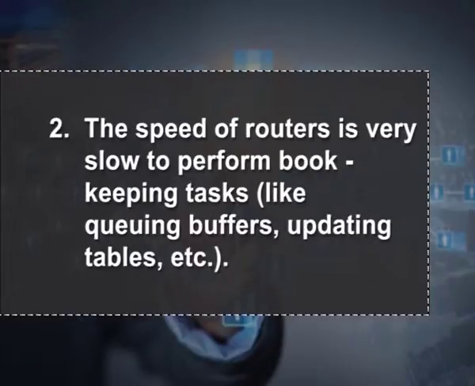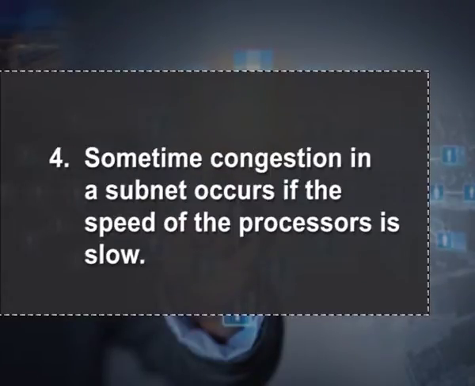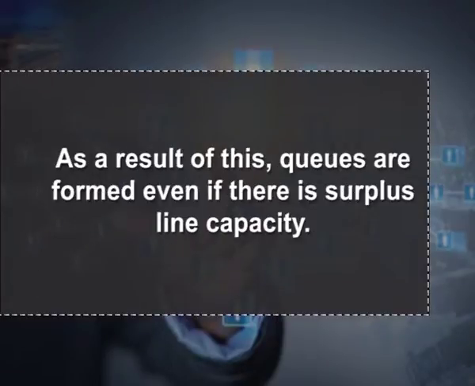The speed of routers is very slow to perform bookkeeping tasks like queuing buffers, updating tables, etc. The router's buffer is very limited. Sometimes congestion in a subnet occurs if the speed of the processor is slow. This is because the slow speed CPU at the router side will carry out the routine tasks, for example, queuing buffers and updating tables, very slowly. As a result of this, queues are formed even if there is a surplus line capacity.